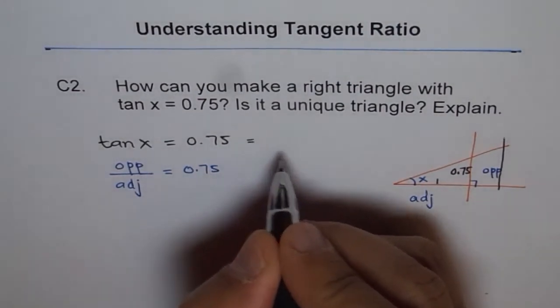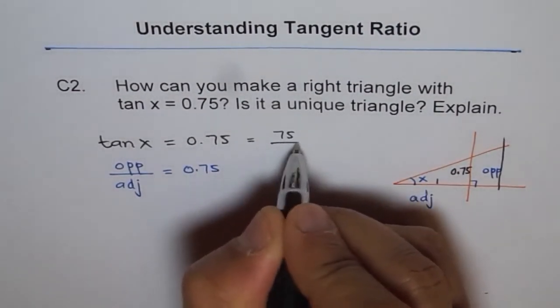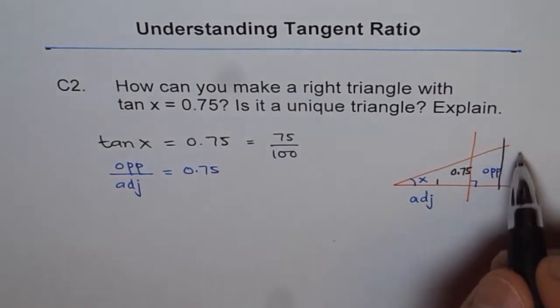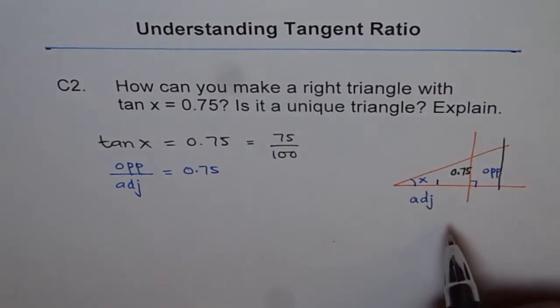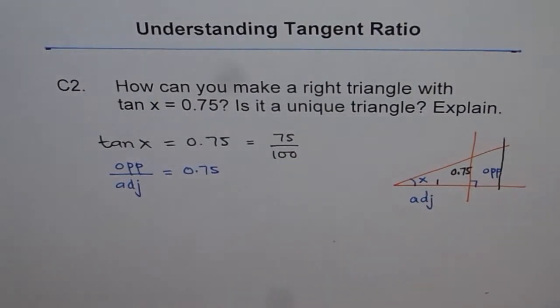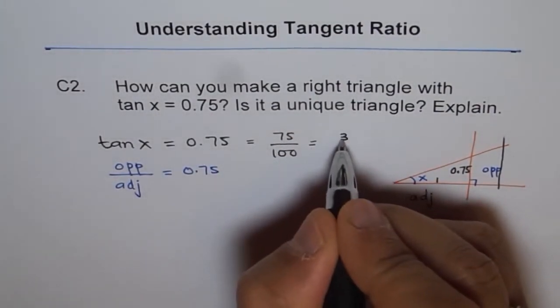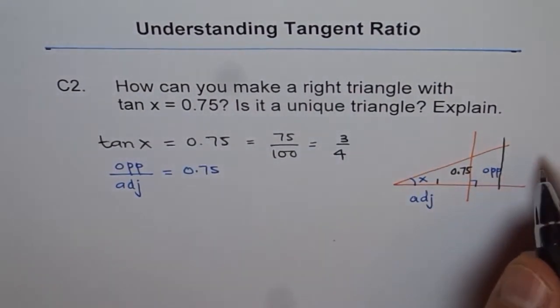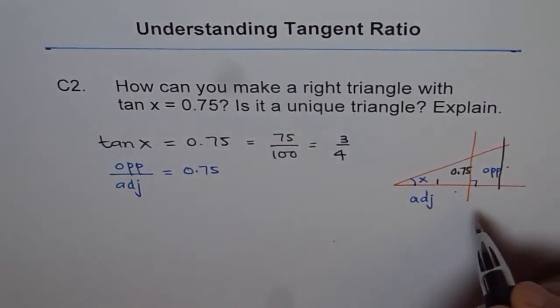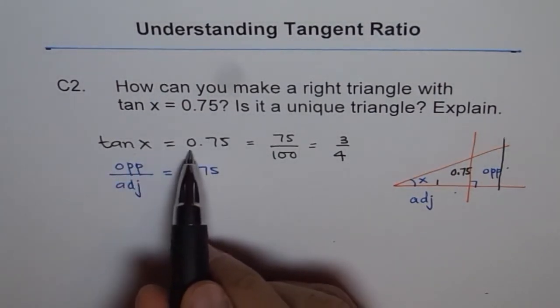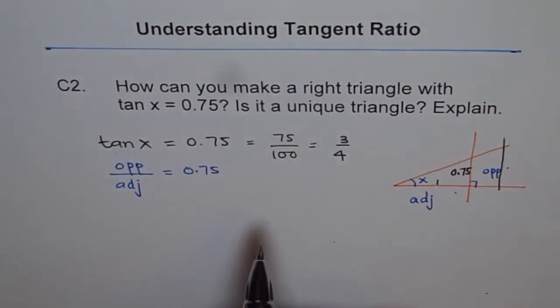So you can also write this as, for example, 75 over 100. So we can make a big triangle with opposite side of 75 and adjacent as 100. So that could be an alternate solution, right? Which can be reduced as 3 over 4. So any side which has a ratio of 3:4 will satisfy this equation, that is tan x equals 0.75.